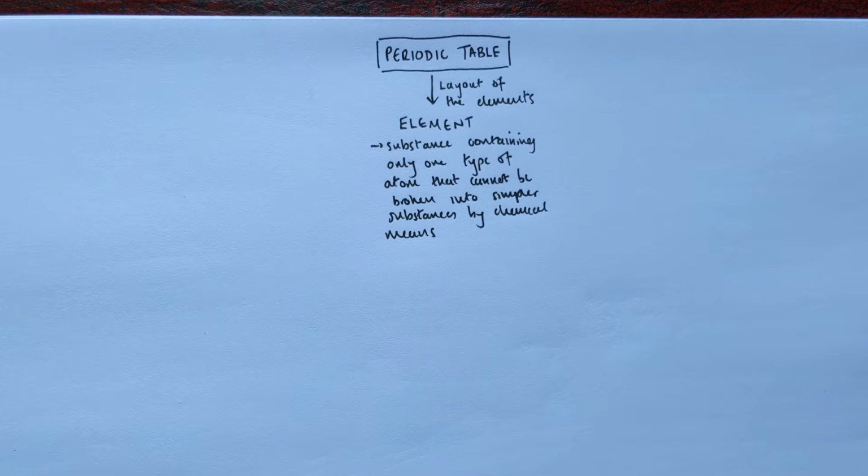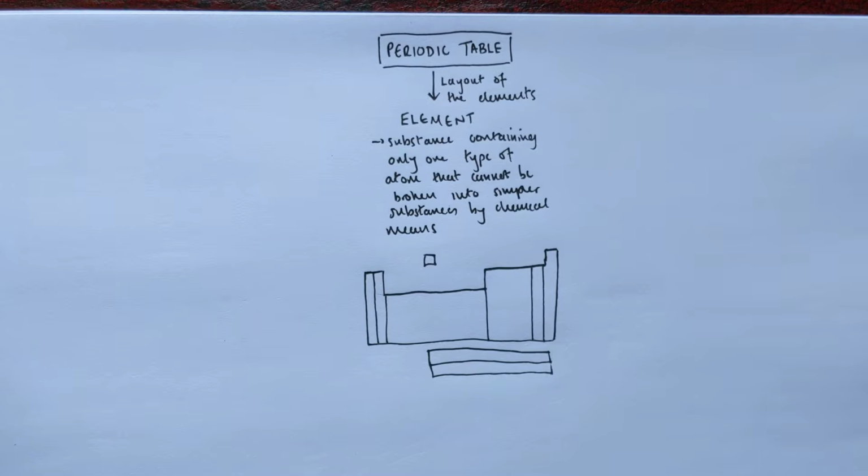If I had lithium, a lithium atom is as simple as lithium goes. You can't get it any simpler than the atoms you've got. So the periodic table is just a way of arranging those elements in a way that makes sense. The basic shape looks like this, where each element is given its own box within the table.